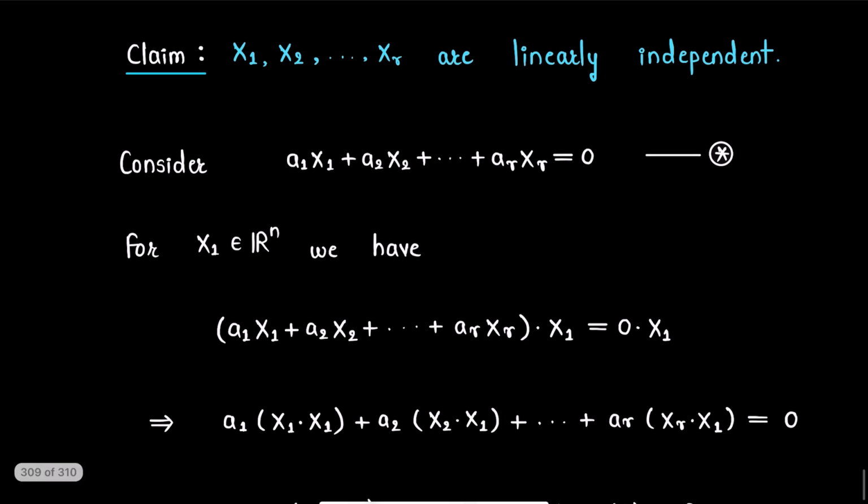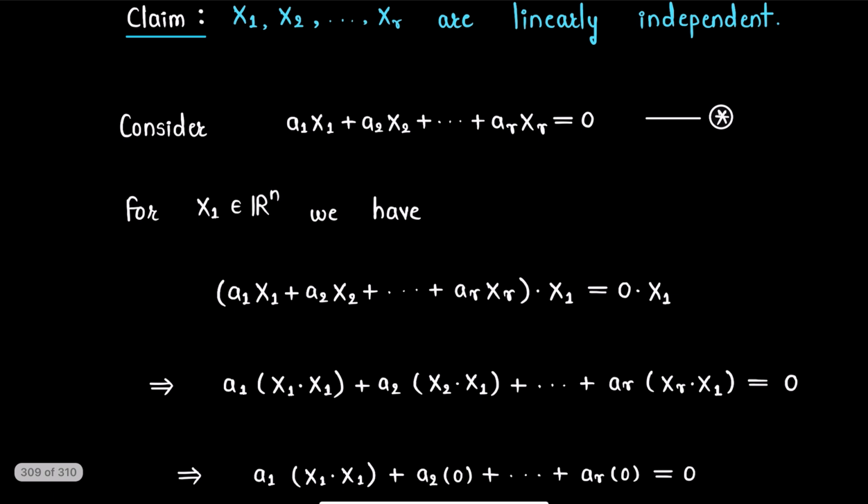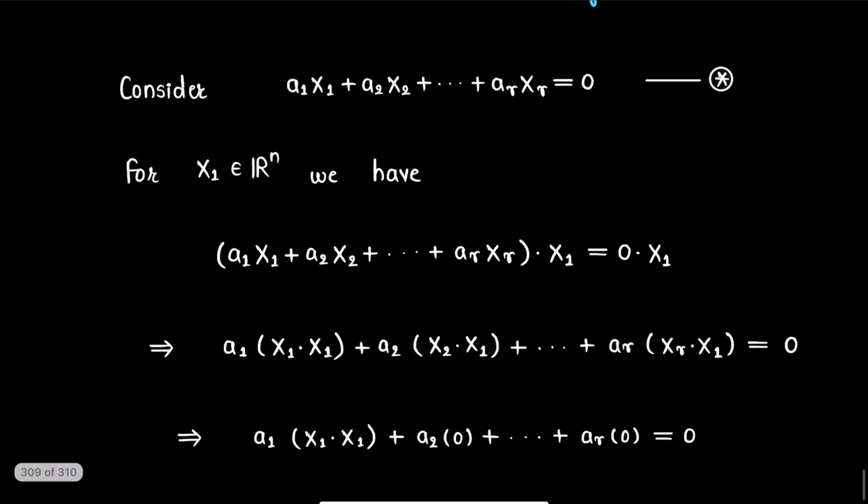Then for the vector x1 in Rn, if we take the dot product of this x1 with both sides of the expression star, then we have a1 x1 plus a2 x2 plus and so on plus ar xr dot x1 is equal to 0 dot x1. Now in the next step, this 0 dot x1 will be 0 vector, and using properties of dot product, LHS can be written as a1 x1 dot x1 plus a2 x2 dot x1 plus and so on plus ar xr dot x1.